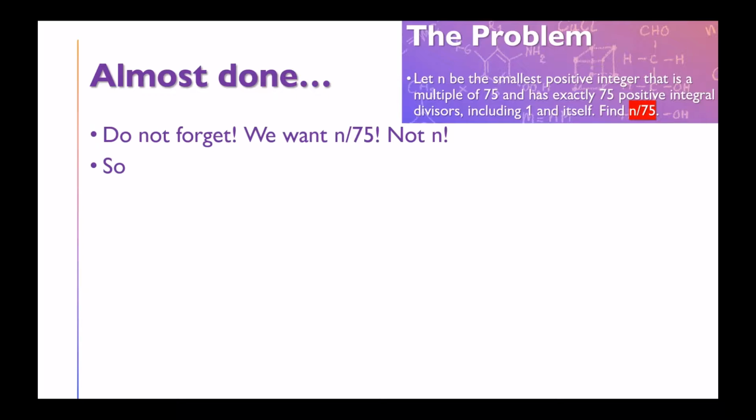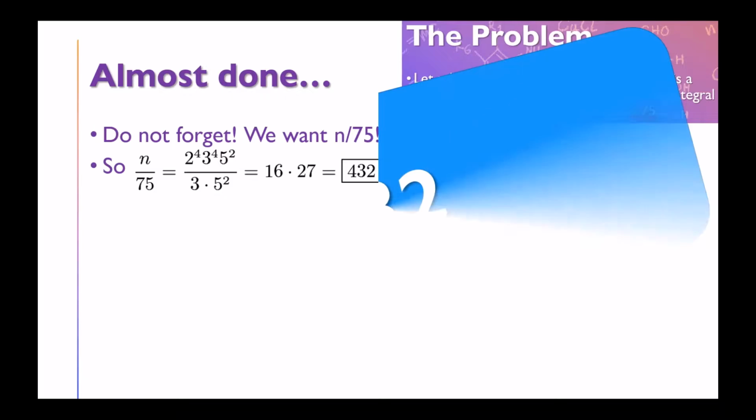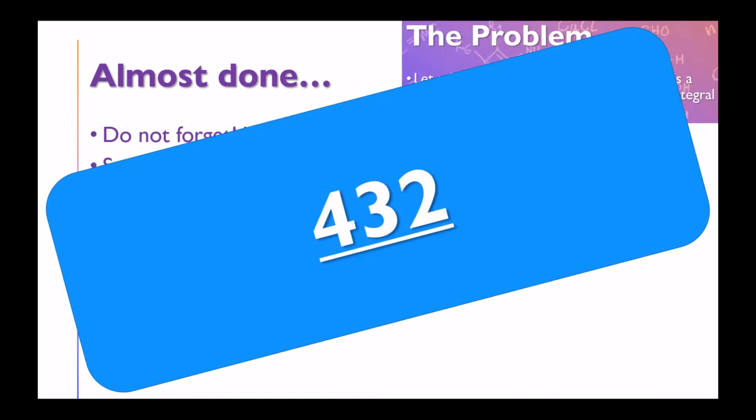But wait, we need to have n over 75, not n. We need to pay attention to what we need to find. So we have n over 75 equals 432. So the answer is 432.